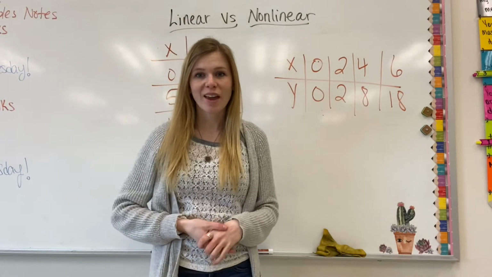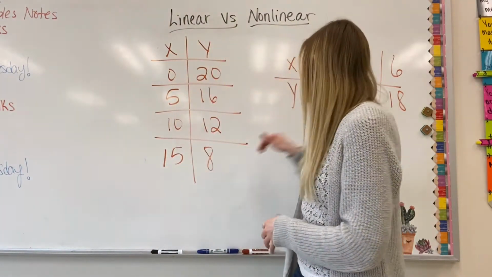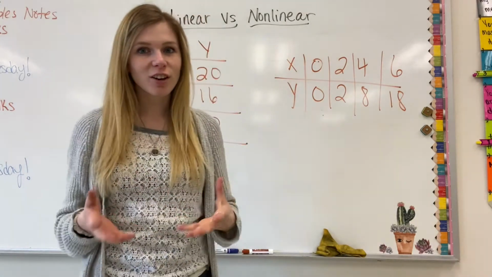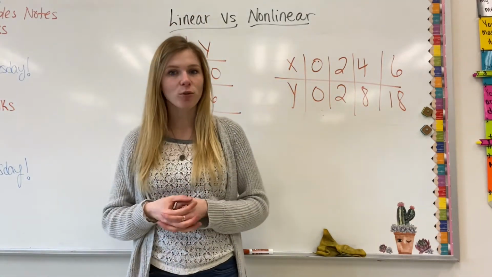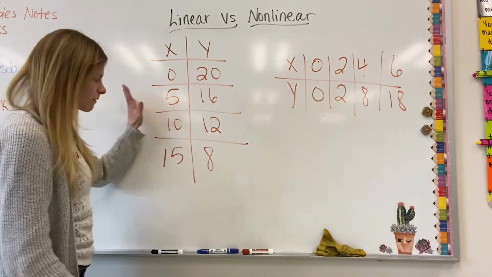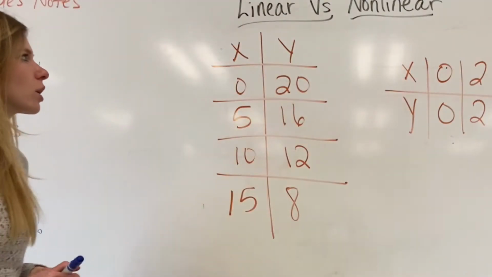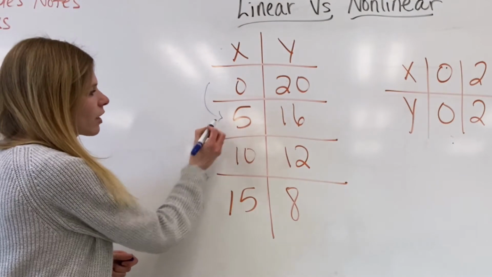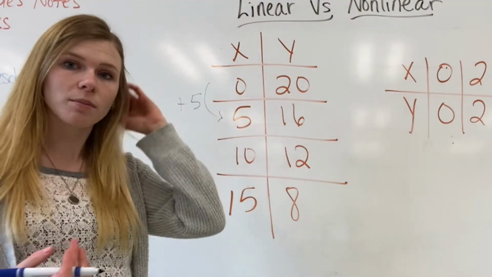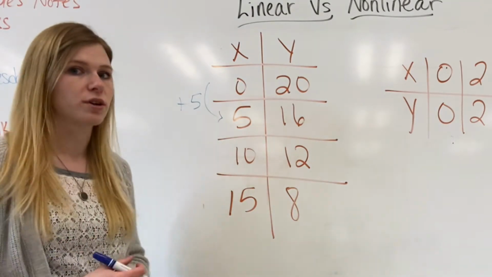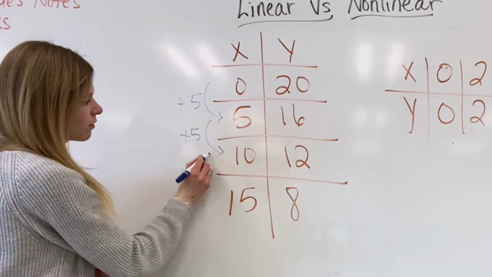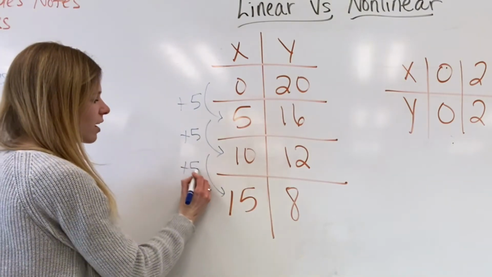For our examples today, I have drawn up a couple different charts or tables, and we are going to see if they are linear or nonlinear by looking at their rate of change and seeing whether or not it's constant. So let's take a look at this first table. I notice right away that this is increasing by 5. So I'm going to check the rest of the domain and make sure the rest of it is also increasing by 5. So 5 to 10, increased by 5. 10 to 15, increased by 5.